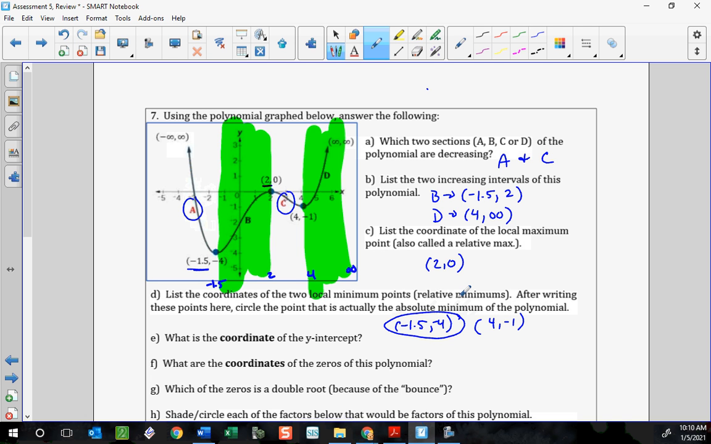All right, what's the coordinate of the y-intercept? You're only ever going to have one y-intercept, and there it is. So (0, -2). Any graph, any function only has one y-intercept.